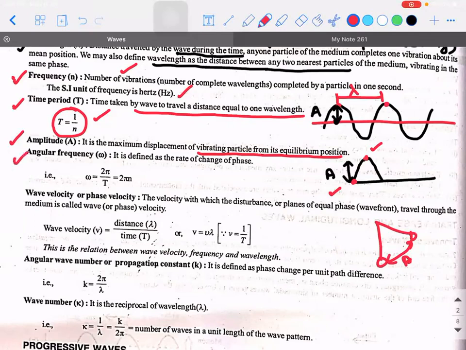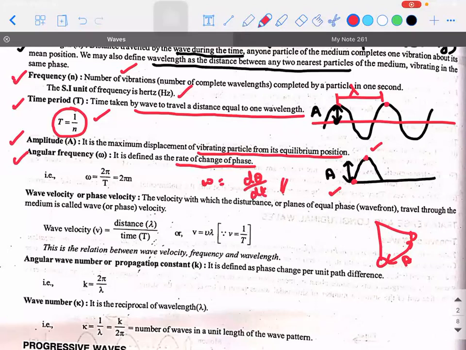So what is angular frequency? So angular frequency is defined as the rate of change of phase. This is what we would have learned as angular velocity somewhere else. This is not a new term to us. So angular frequency means it is defined as the rate of change of phase. That is d theta by dt is what is called as omega.